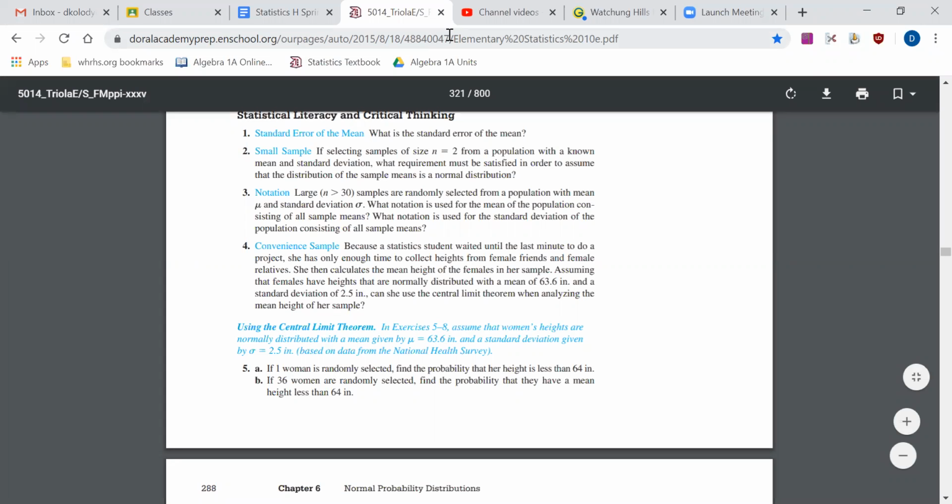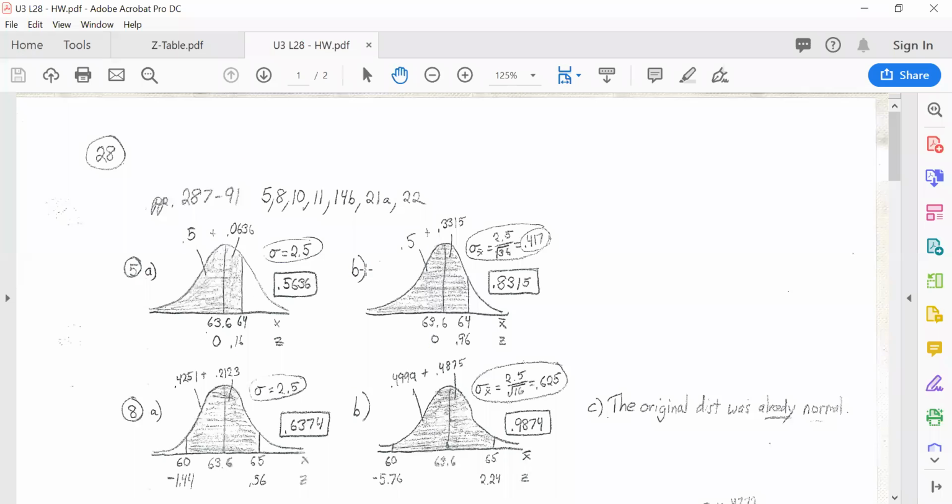So let's go back to the homework. Let's see if we can do this. There we go. All right, so for 5A, I put 63.6 inches right in the center, and I put 64 right here. So to find this z-score for part A at least, I took the 64 minus 63.6 and I divided by the standard deviation of the population, which is 2.5. Why did I do that? And that's how I got 0.16 as a z-score.